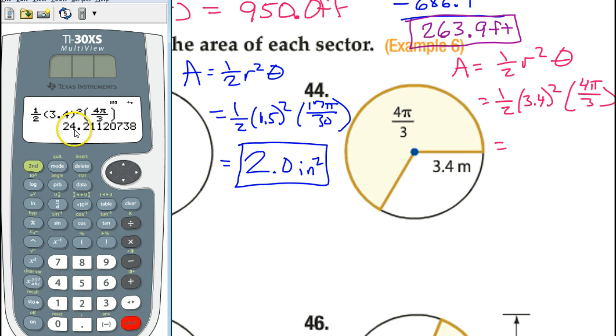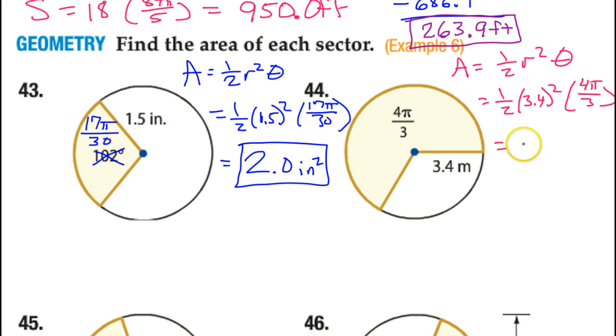Okay, so that's going to be 24.2. So there you go, 24.2 meters squared.